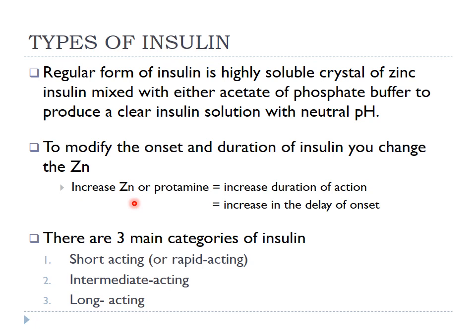But what you do need to know is that all you're doing is playing around with the buffer, or the mixture that the insulin is mixed in, and you can actually change how long it takes to onset, or how long the mechanism of action goes on for. And with that, we end up getting 3 types of insulin. We get short-acting, intermediate, and long-acting insulins. These are just the general categories when people talk about insulins.